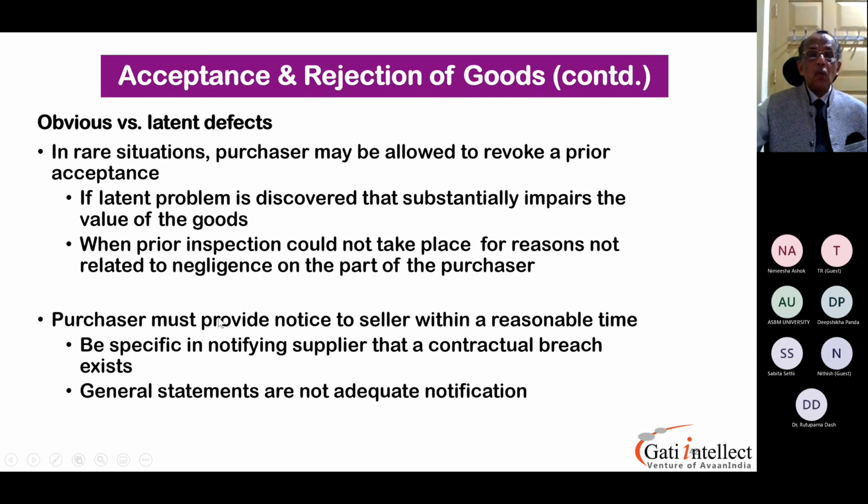Right, the purchaser must provide notice to the seller within a reasonable time. This reasonable time should be agreed well in advance. Let's say two weeks or three weeks or one month, whatever it is. It should be agreed in the contract well in advance. What is the reasonable time? Be specific in notifying the supplier that a contractual breach exists. General statements are not adequate notification.